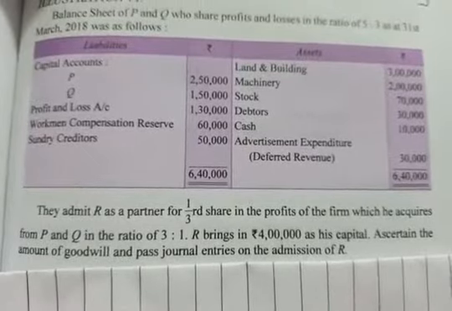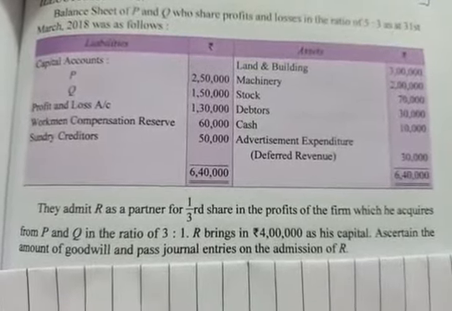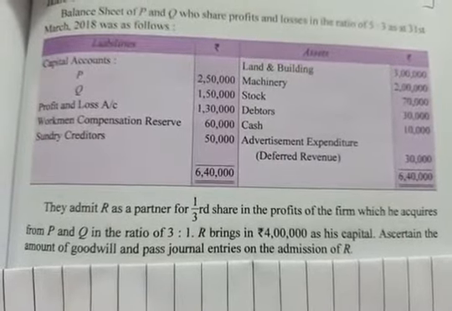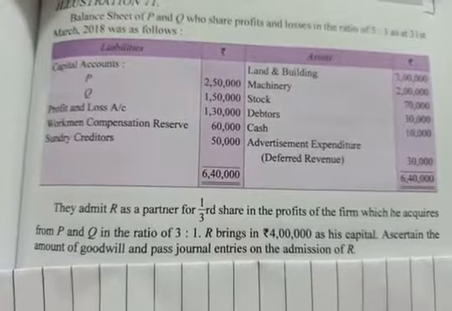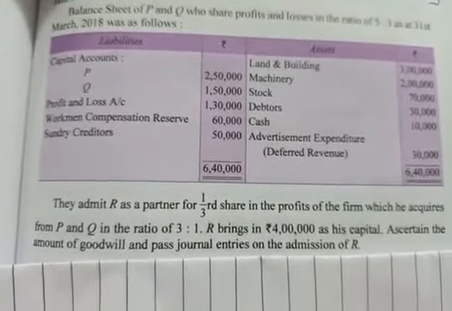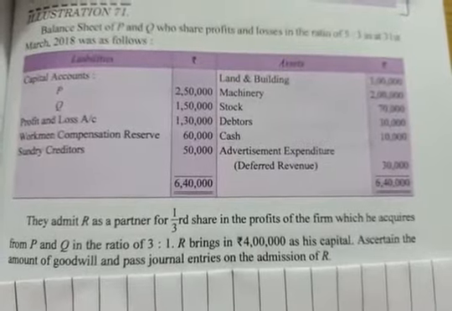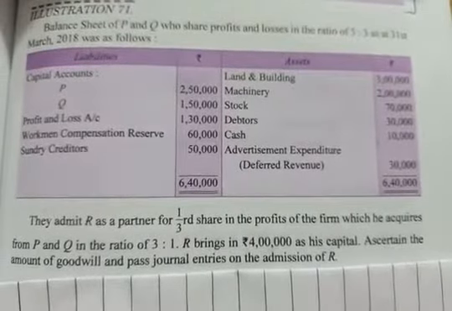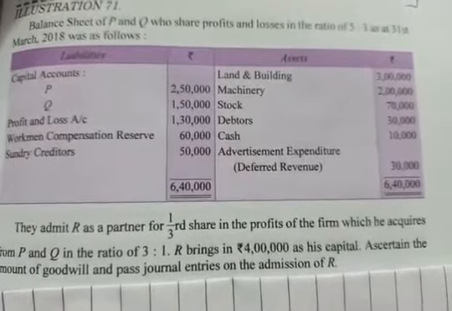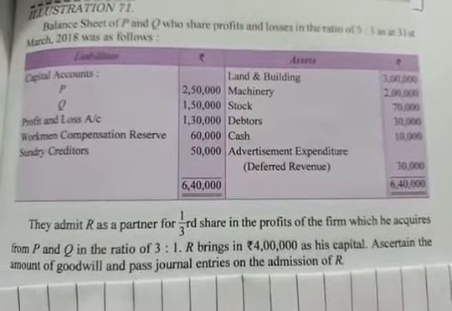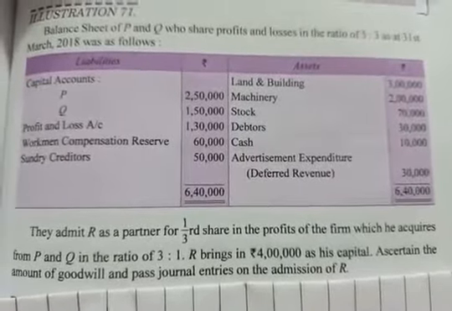After the balance sheet, they told us that they admitted R as a partner for 1/3 share, which he acquires from P and Q in the ratio of 3:1. He brings rupees 4 lakhs as his capital. So now, as goodwill is hidden, we have to calculate hidden goodwill and pass journal entries also. So let us start.